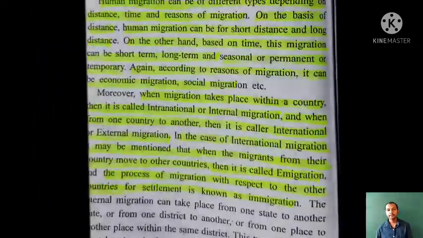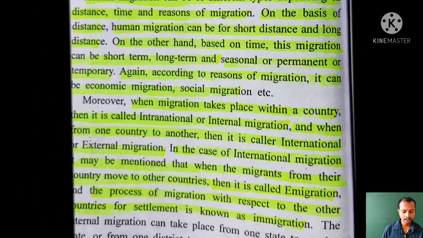Now, if a person is moving within the country, from one state to another, one district to another, one village to another village, within the country itself, it is known as intranational or internal migration. Then the movement or migration from one country to another is known as international or external. Another country moving to another country.